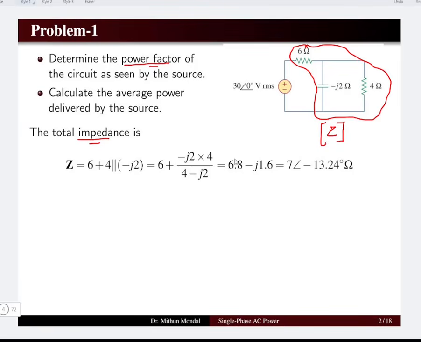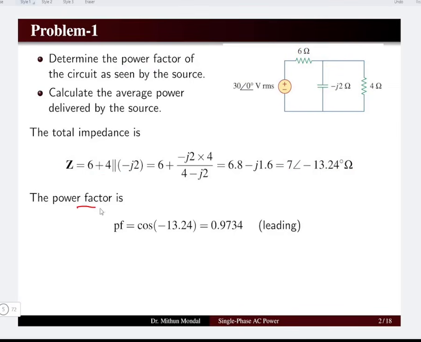We can see that 4 ohms and the capacitive reactance are in parallel, which is in series with the resistance 6 ohms. So we can use the concept of parallel-series combination to get the equivalent impedance as seen from the source, which is equal to 7 angle minus 13.24 degrees ohms. That gives the total impedance which is seen by the source.